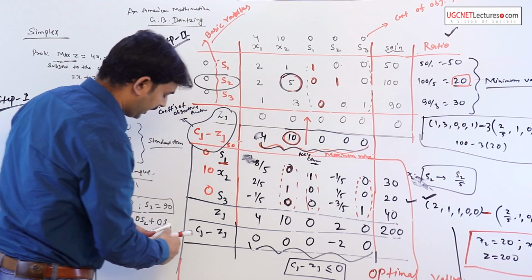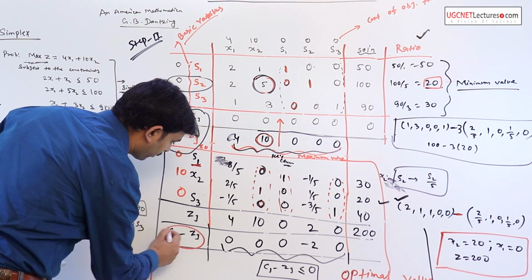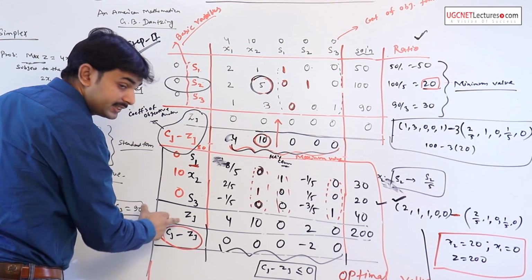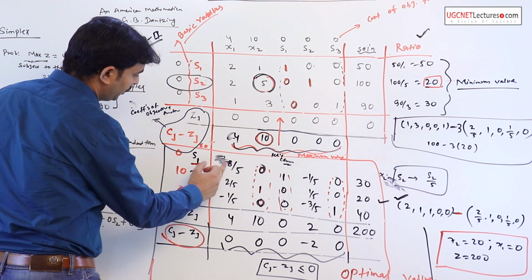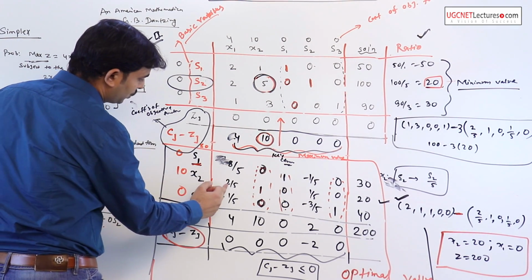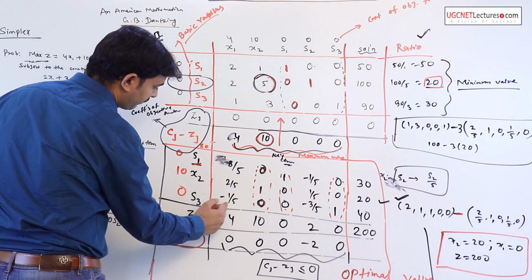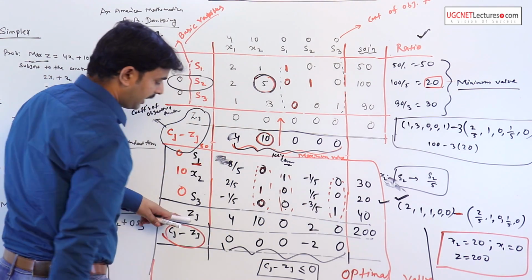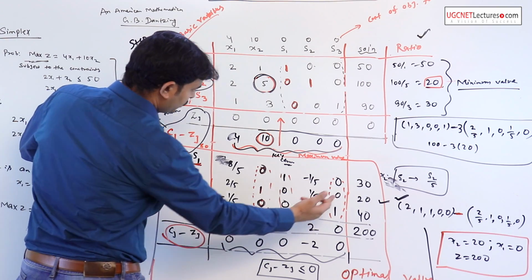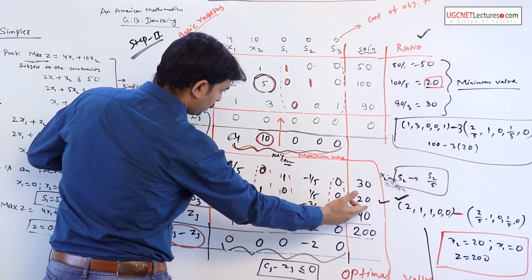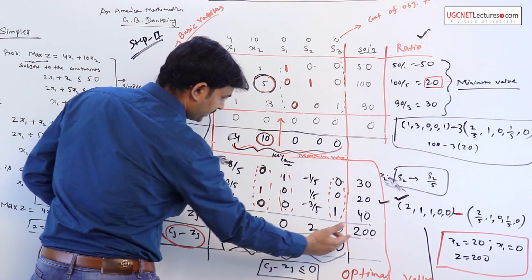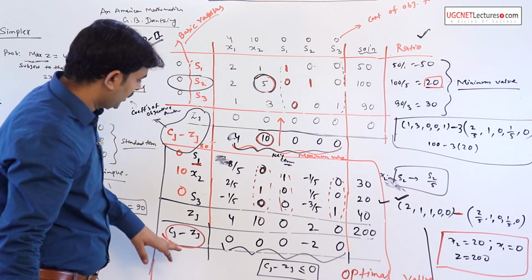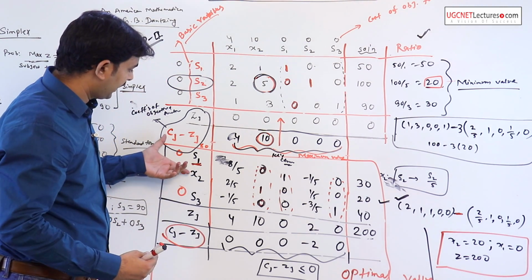Now we check Cj minus Zj again. For Cj minus Zj we write Zj again. So Zj is 0 into 8 by 5 plus 10 into 2 by 5 plus 0 into minus 1 by 5, it gives 4. Similarly for Z2, Z3, Z4, Z5, and similarly for the solution, 0 into 30 plus 10 into 20 plus 0 into 40, it gives 200. We check whether this is the optimal criteria or not.